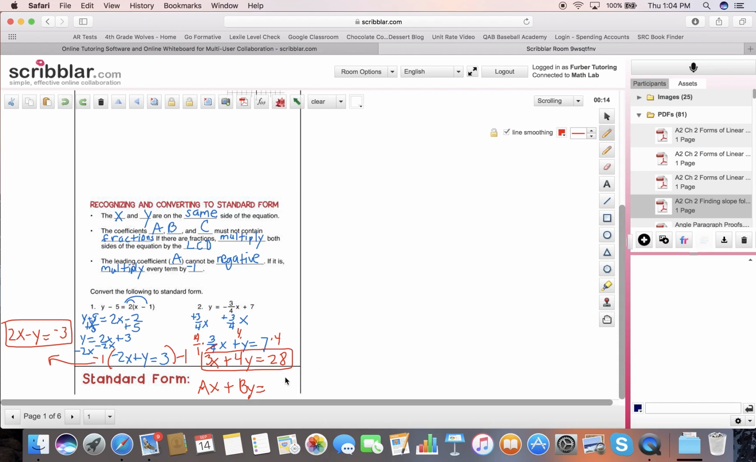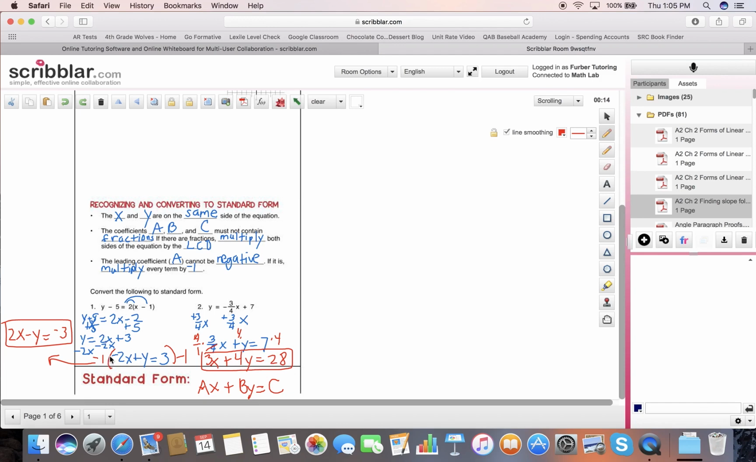Okay, so the first thing that you need to know is that if a fraction shows up, and we looked at one example right here, the equation, when I moved the 3/4 x to the left side, it turned out to be 3/4 x plus y equals 7. There's a fraction. So we had to multiply all three terms by 4 in order to get rid of the fractions and leave us with 3x plus 4y equals 28.